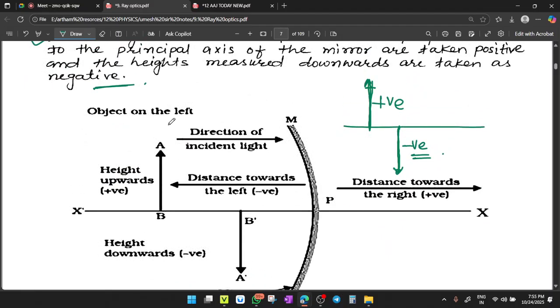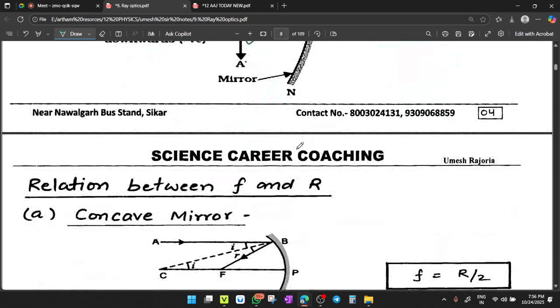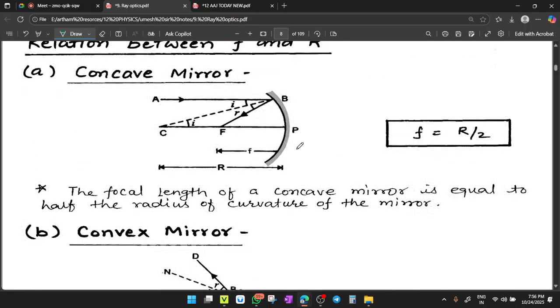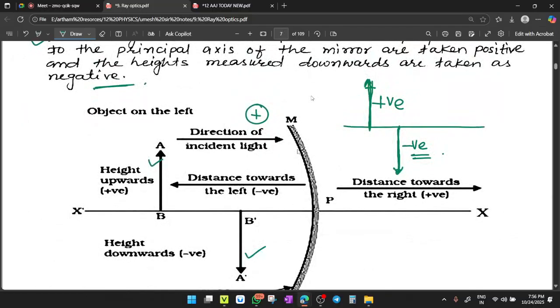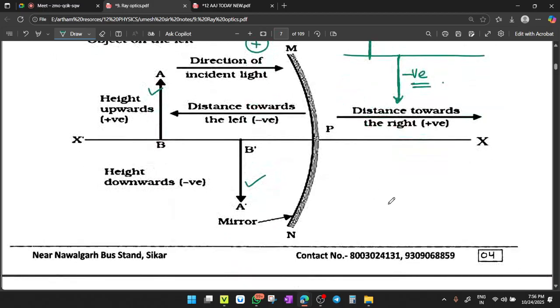So, check here. In the direction of the incident ray, the sign will be positive. Distance traveled opposite to the ray is negative. The height upward is positive, and downward height is negative. Clear? Yes. Distance towards the right is positive and towards the left is negative.